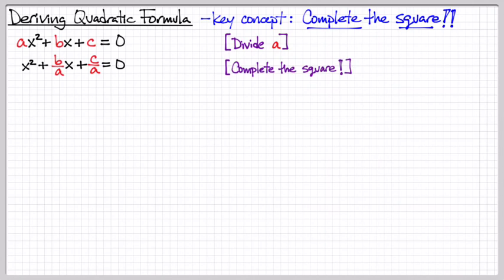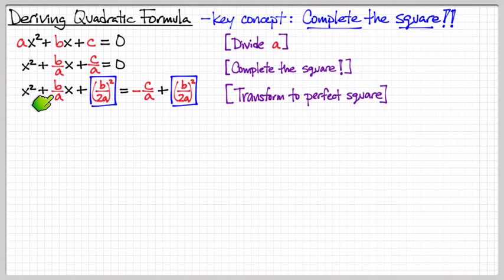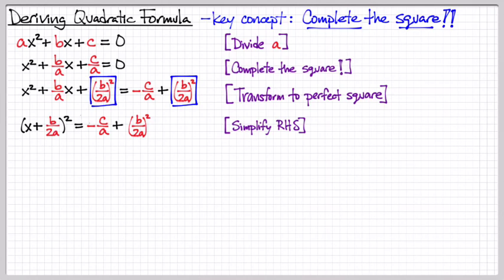Okay, so we have this. Now let's complete the square. We're going to take b over a, divide it by 2, and square it. By doing so, we've now turned the left-hand side into a perfect square trinomial. Of course, we have to add it to both sides of the equation to keep our equation balanced. But let's turn this into a perfect square. Okay, now we have a nice perfect square on the left-hand side, but on the right-hand side, we have kind of a messy looking thing.